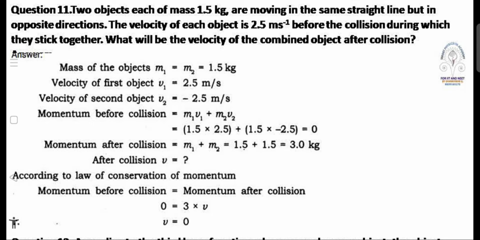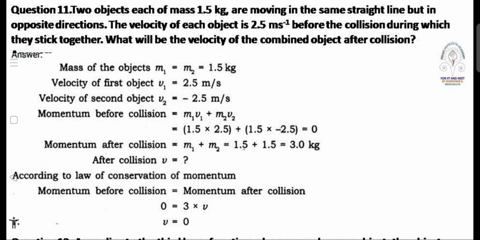Answer. Mass of the objects m1 = m2 = 1.5 kg, because both masses are the same. Velocity of first object v1 = 2.5 meters per second and velocity of second object v2 = minus 2.5 meters per second, because opposite. Momentum before collision = m1 v1 + m2 v2. This is the formula of momentum. Now putting the values of mass and velocity: 1.5 × 2.5 + 1.5 × (minus 2.5) = 0, due to the negative sign.